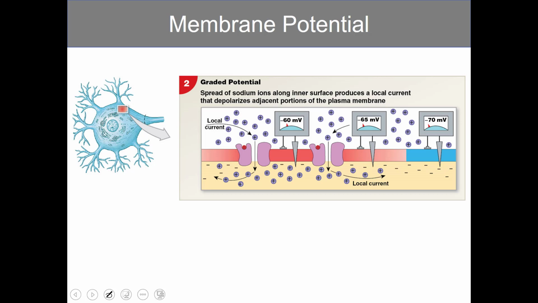Step 2 is the graded potential. You're going to get a spread of sodium ions. As sodium floods into the cell, it's going to spread in each direction along the inner surface, producing a local current that is going to cause a depolarization of the adjacent portions of the plasma membrane. And we can see that happening here. This segment of the membrane is at rest. Here we have a slight depolarization and then a larger depolarization. So that's a local current.